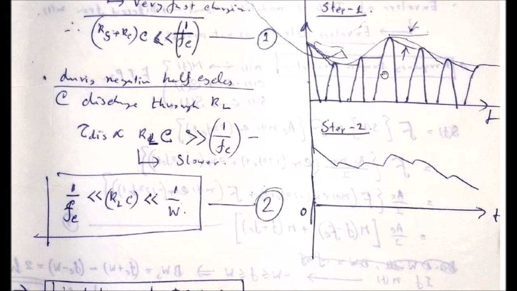Okay, but it should be greater than the time period of the carrier signal, because if it is the time period of the carrier signal starting from this peak to this peak, one discharge, after reaching the next time period, the voltage across the capacitor should not fall to zero value. It should be like that or like that or like that.